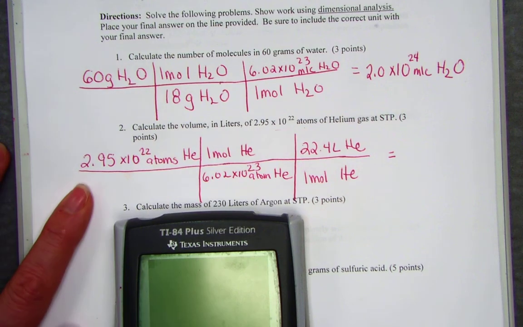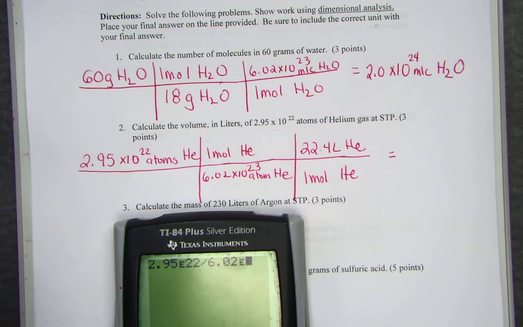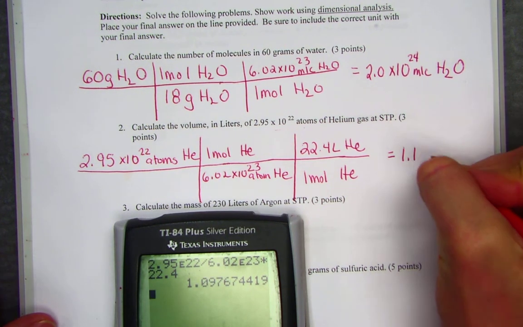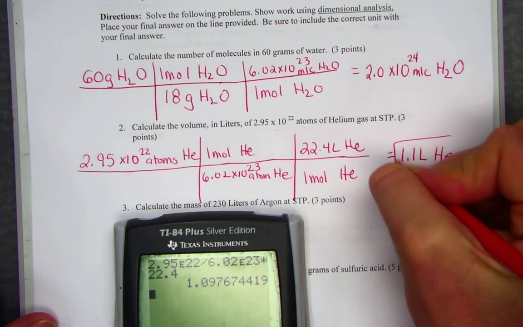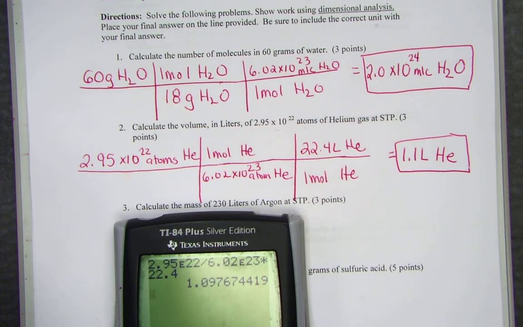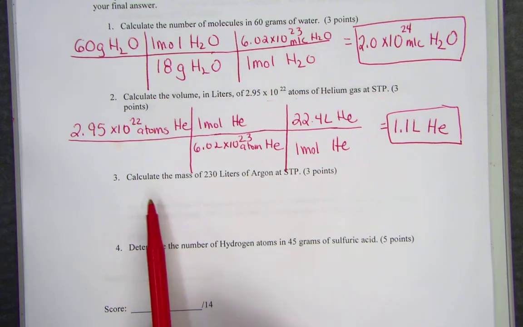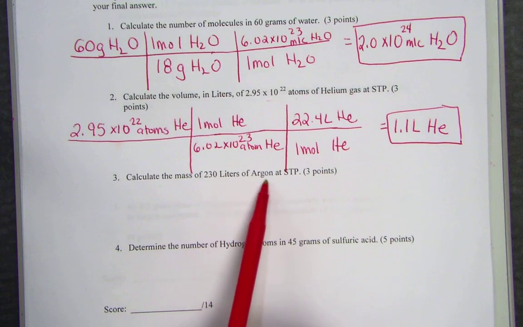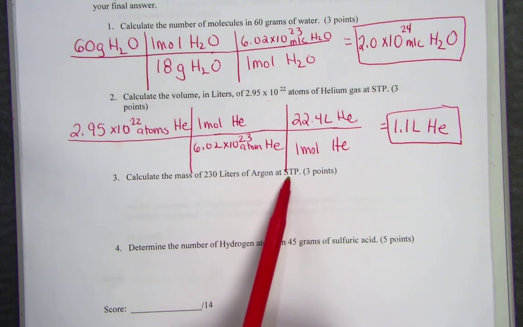Please hit with me. 2.95 E22 divide by Avogadro 6.02 E23 and multiply by our molar volume of 22.4. We get a value of around 1.1 liters of helium. Let's read number 3. Calculate the mass of 230 liters of argon gas at STP, standard temperature and pressure.